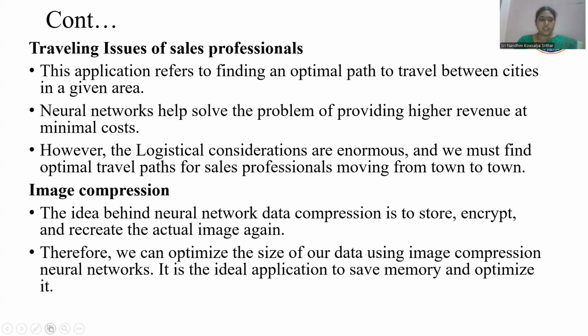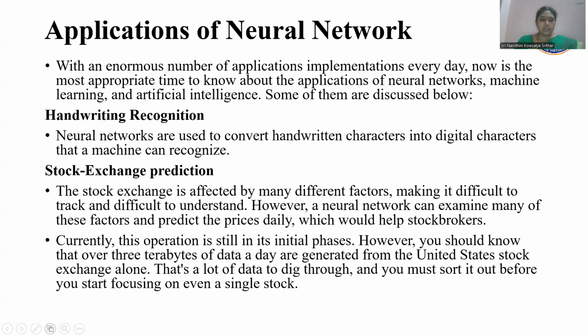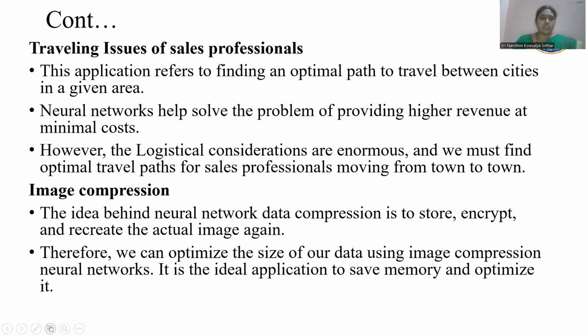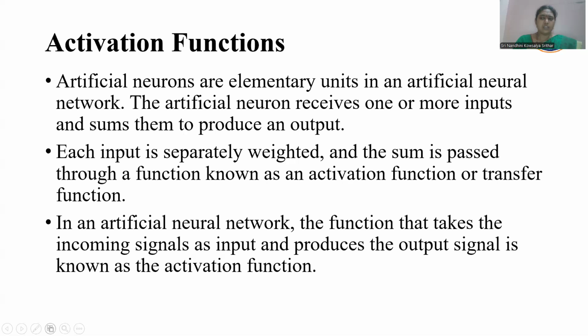So in applications of neural networks, we have seen handwriting recognition, stock exchange prediction, the traveling salesman problem, and image compression. Then we are going to see the activation function, which we have already seen, but here we are going to see it in somewhat more detail. The activation function serves a main purpose in classification neural networks, that is for prediction and analysis and so on. We have already seen three activation functions.